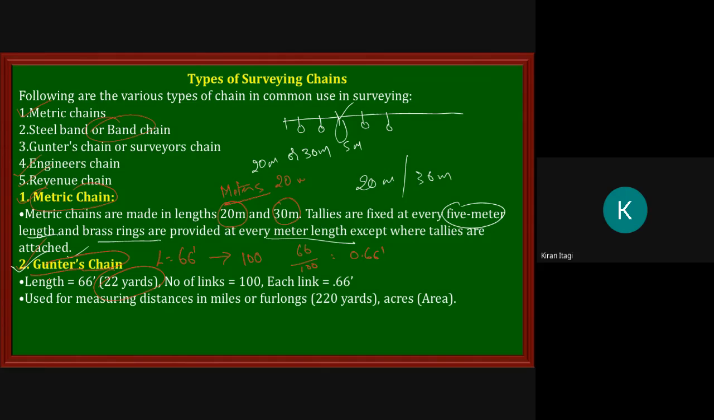So just remember, in MCQ it is most important. They will ask you what is the length of Gunter's chain. It is 66 feet long. Okay. And how many links are there? 100 links are there, and each link will be 0.66.